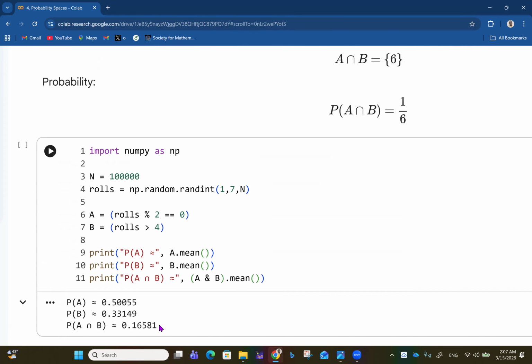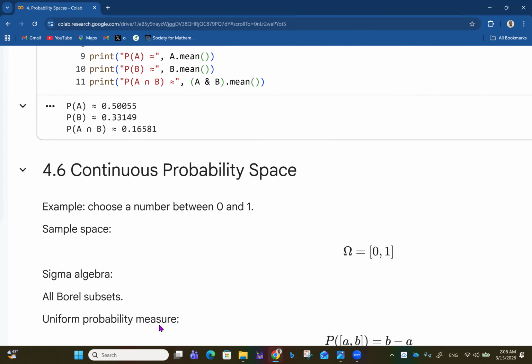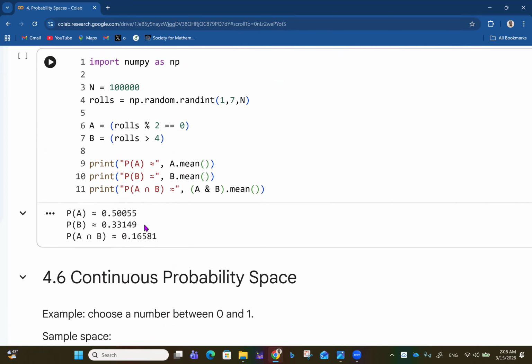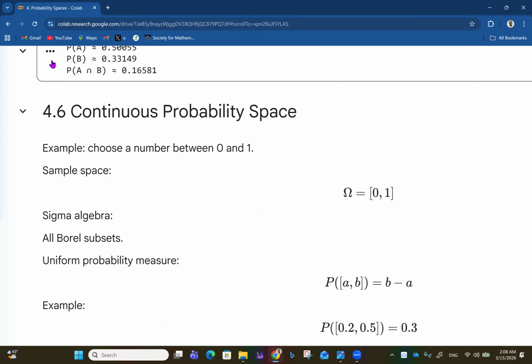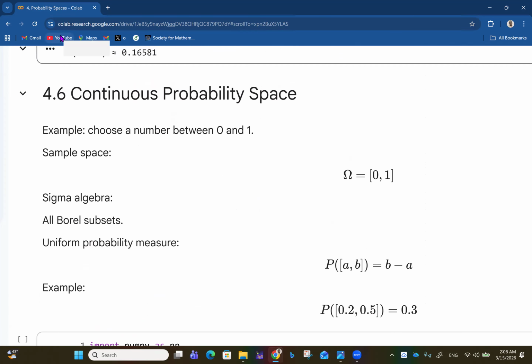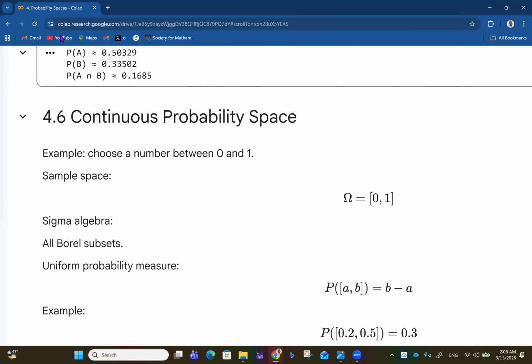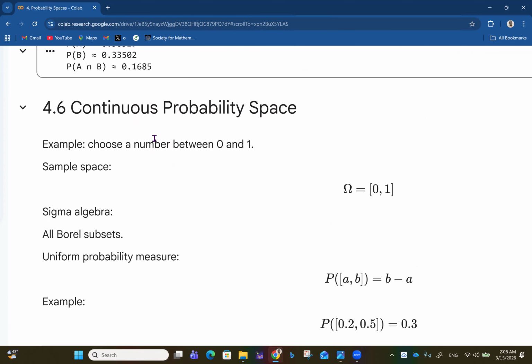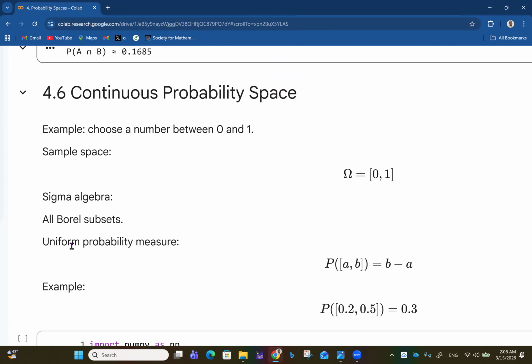That's basically 1 over 6 like that. So if you run that, then we go on to talk about continuous probability space. For continuous probability space now, we have an example. If you choose a number between 0 and 1, then the sample space is this closed interval 0 to 1. For the sigma algebra now, you have all Borel sets. In that case you have the uniform probability measure such that probability of the interval A to B is B minus A. So an example is probability of the closed interval 0.2 to 0.5 is 0.3.